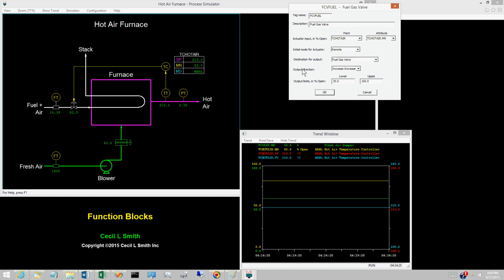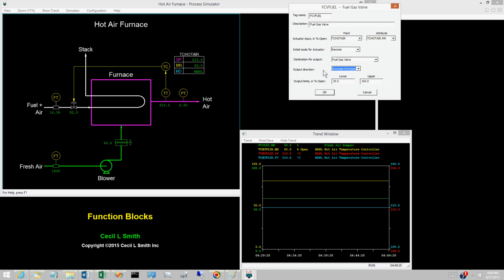The entry for output direction depends on the failure behavior of the valve. There are two options: increase-increase and increase-decrease. The output of the hot air temperature controller, tchotair.mn, is configured for the input to the valve block. The units are % open, regardless of the behavior of the final control element. In simple feedback loops, this is beneficial, but not essential. In more complex control configurations, this is a major benefit.